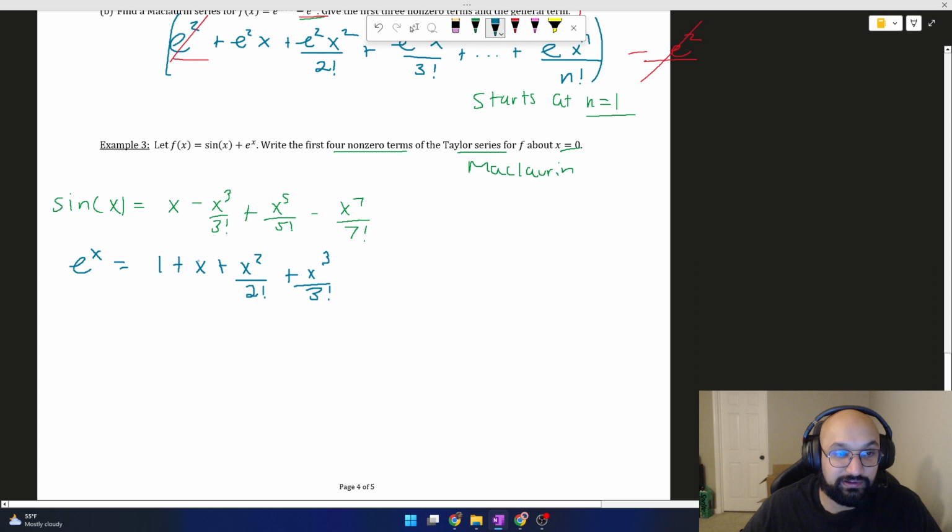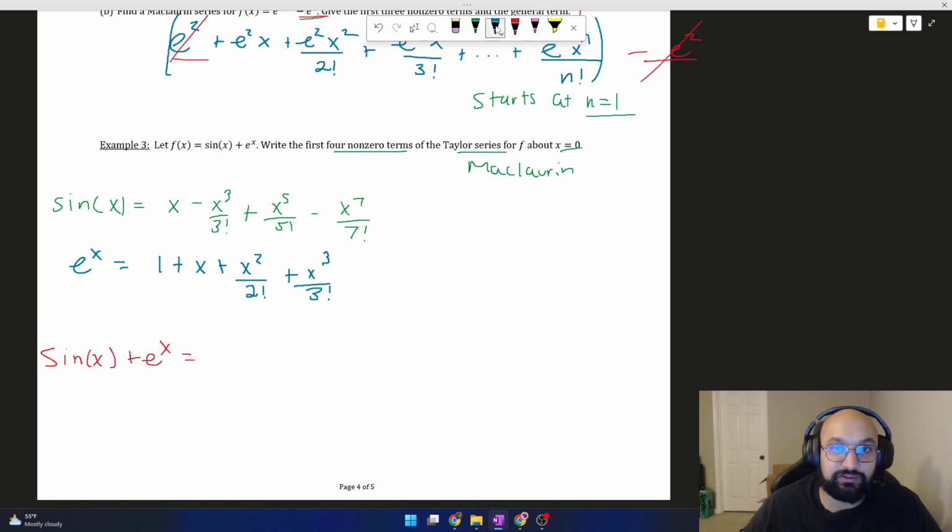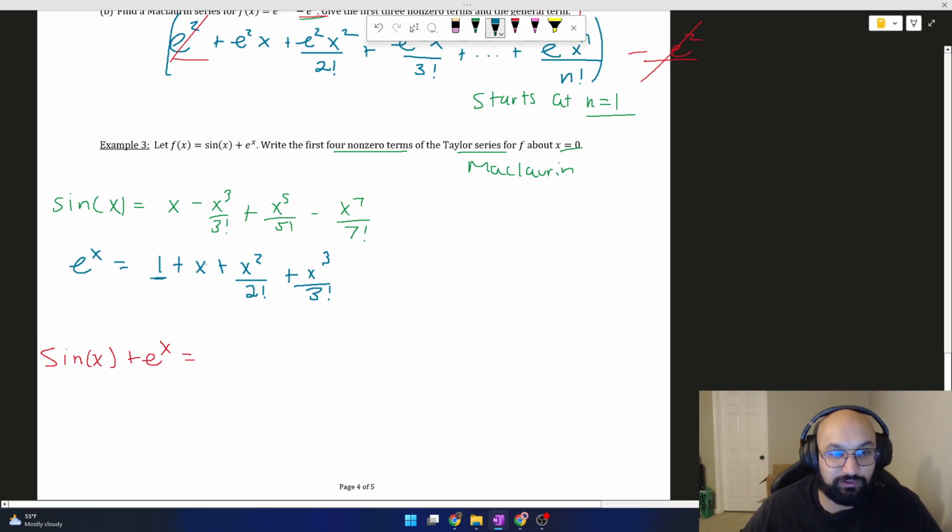Now, if we're going to add these together, let's go ahead and do that. Let's add them together in red. The sine of x plus e to the x. And I'll color code the right side so you can see where we're pulling the terms from. We're going to try to stick to the order of degrees. So noticing that the 1 is the first one and there's no constant term in there, we're going to get a blue 1. Then we can do our linear terms.